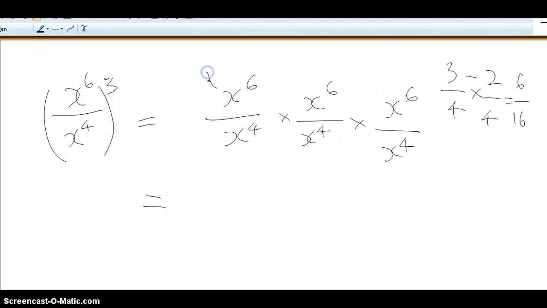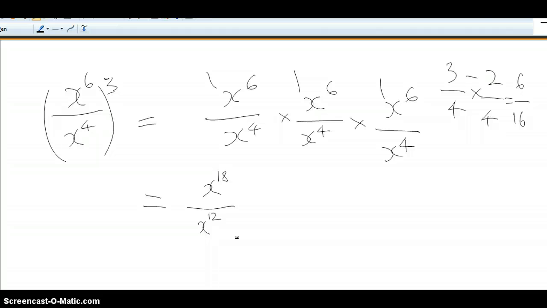In your mind's eye, you'd see that as 6 x's multiplied together. Another 6 there, another 6 there. Okay, how many x's? How many x's on the bottom?